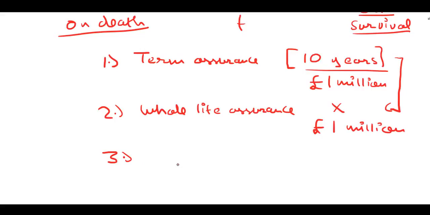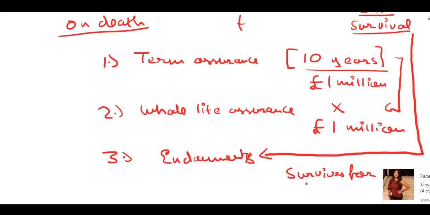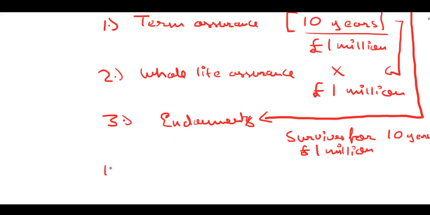The third type of contracts are called endowment contracts, endowments. Now these are made out of the survival benefits. The company says that if a person survives for a period of 10 years, as an example, the insurance company would be liable to pay them 1 million pounds. And the fourth type of contracts are called endowment assurances.